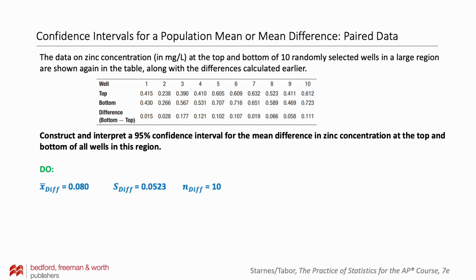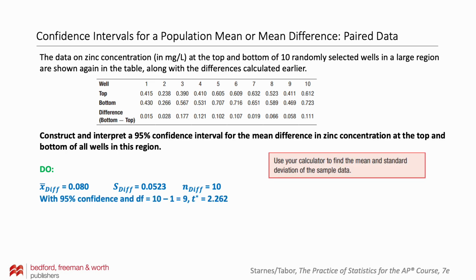So our do portion, remember we got to write our statistic. So our x̄_diff. Well, how do we get 0.08? Well, we can put these values, just the difference, into our calculator, into our spreadsheet, and use the one-variable stats to then find the mean of that difference and the standard deviation of that difference. And our sample size of diff is 10. Very important that you use the correct subscript here.